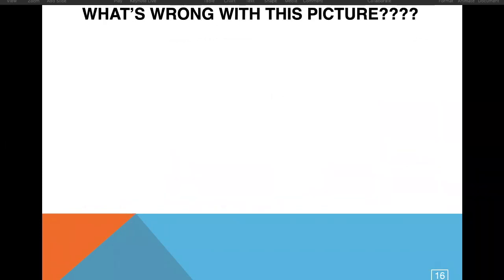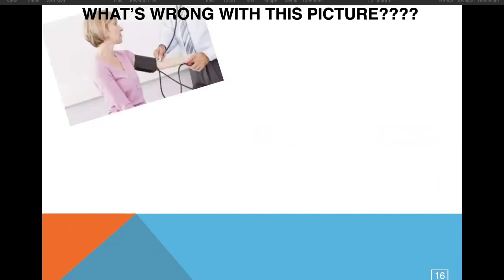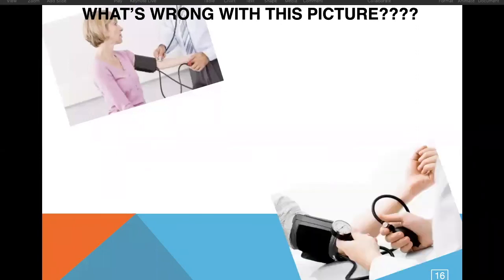All right, so let's test your understanding of this. What is wrong with these following pictures? And hopefully you came up with her arm is not supported. He obviously has her at the wrist, but not at the elbow, which means she has to hold that arm up in the air. And these are actual pictures taken from sites that talk about taking blood pressure. So it's pretty interesting that they're not showing accurate depictions.